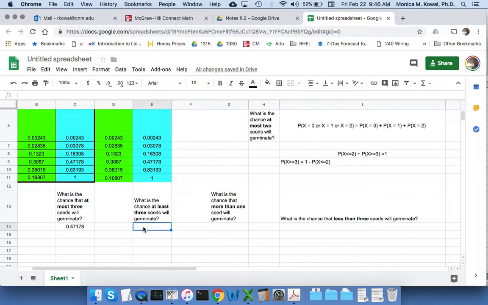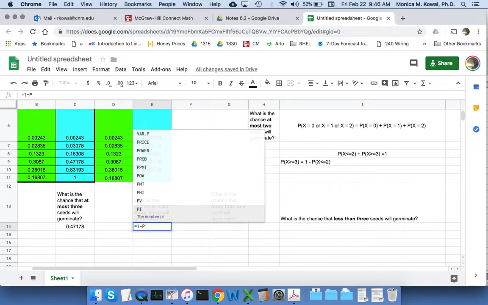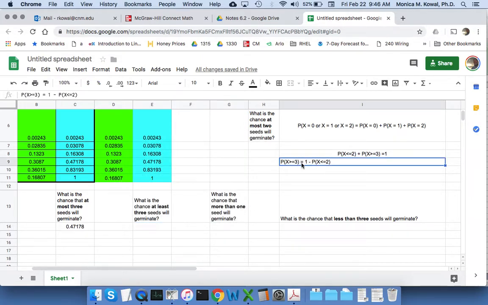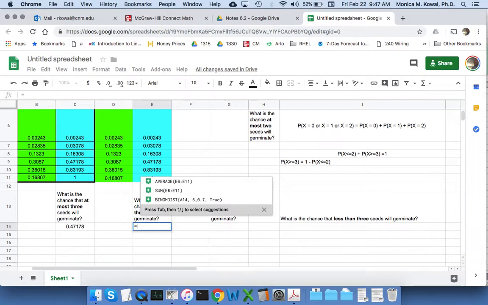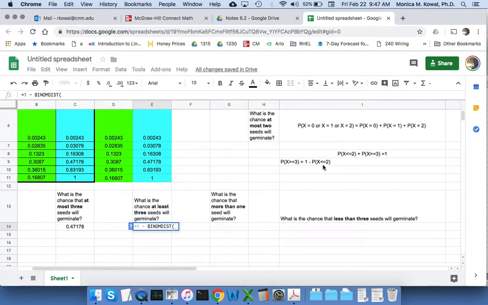So what we'll have to do is equals 1 minus probability. And it's always good, I'll tell you the truth, I would write that down on your paper, okay? And I would then look at this piece and use that to put into the cell down here, or else I might get something wrong. You can see it's going to be equals 1 minus bin dist. We look over here, the number of successes is 2, trials 5, chance of success 0.7, and we do want to sum up.